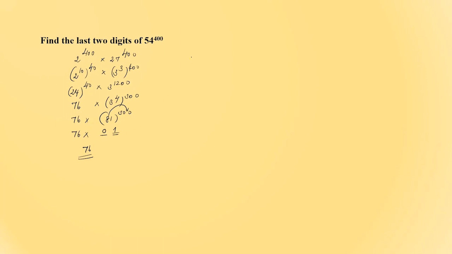Remember that if you have any even number, let me take 54 itself. 54 raised to the power 4. What would be the last two digits of this number? We know that 54 squared is nothing but 50 plus 4. So the last two digits of this number would be the same as 4 squared, which is going to be 16.